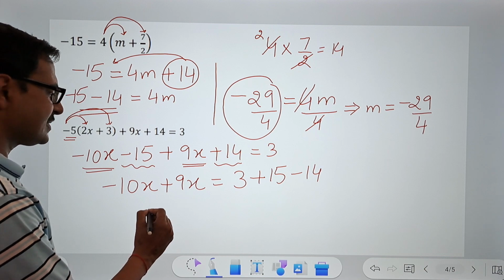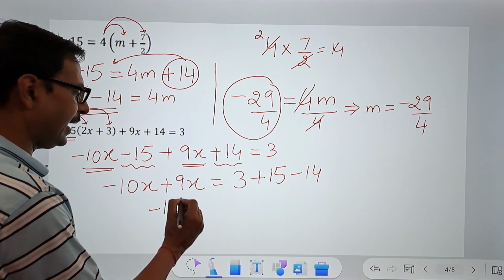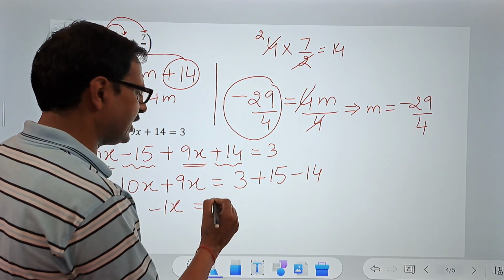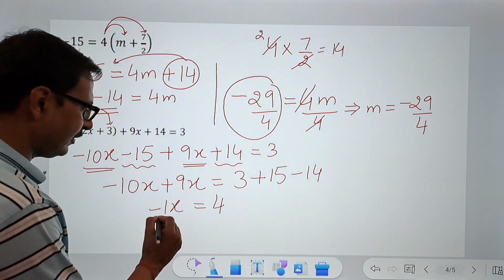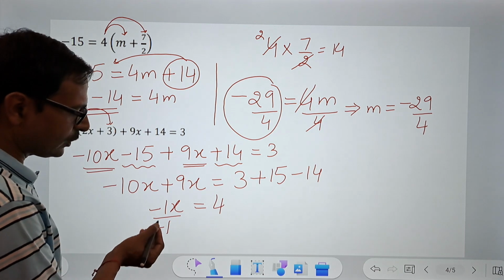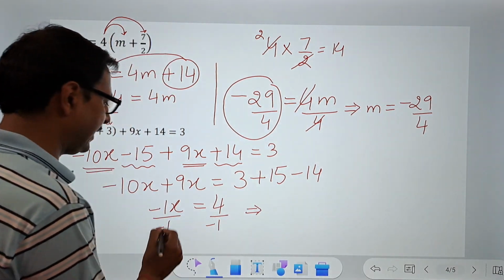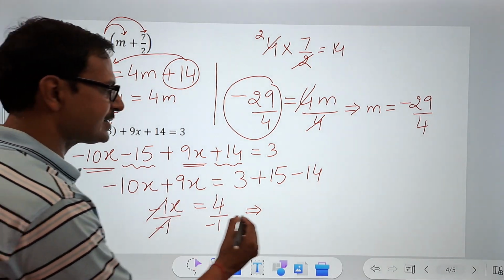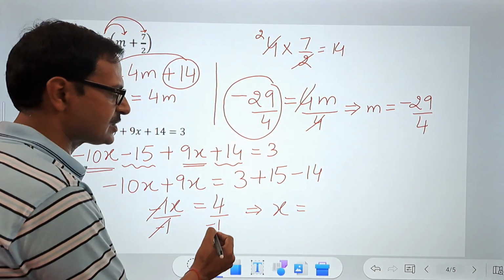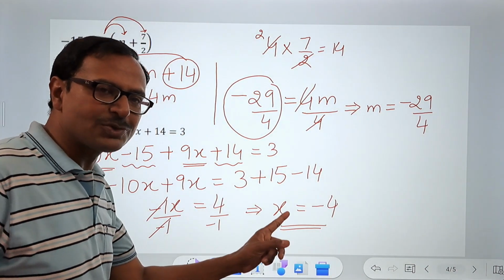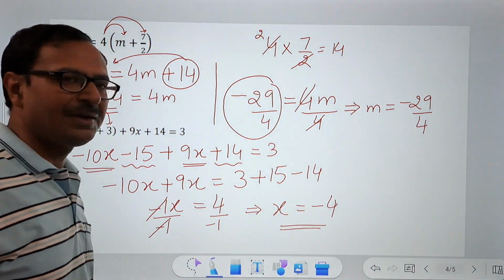Minus 10 plus 9 is minus 1, and on the right hand side 15 plus 3 is 18, 18 minus 14 is 4. If you divide both sides by minus 1, because I don't want this minus 1 here, you will get your final answer. Minus 1 will get cancelled. So x is equal to 4 upon minus 1, which is minus 4. And that's the solution of this particular equation.